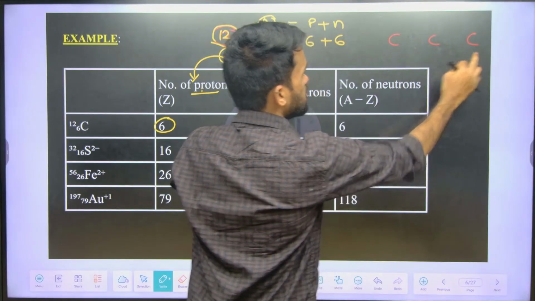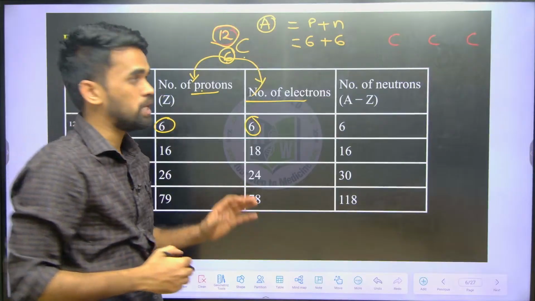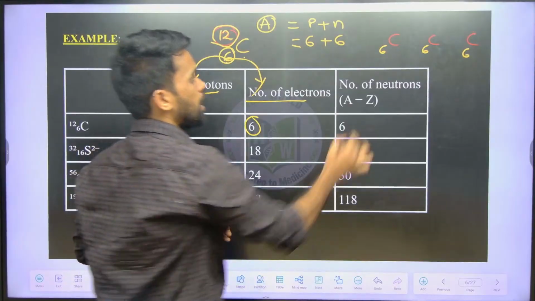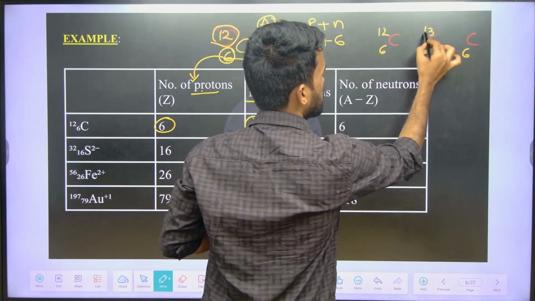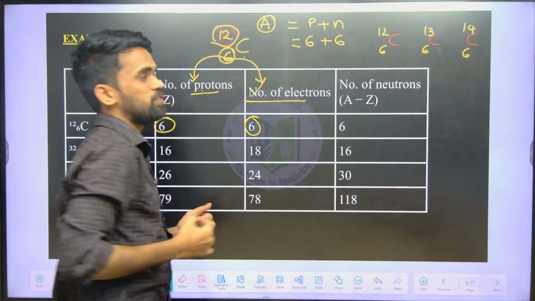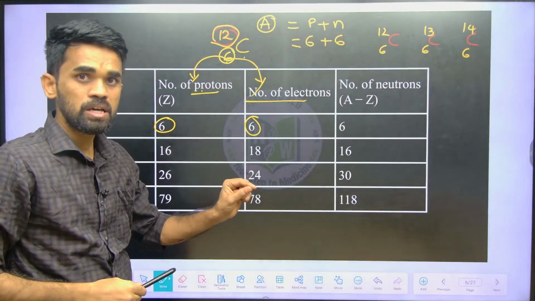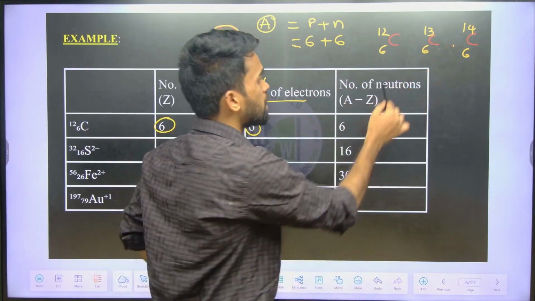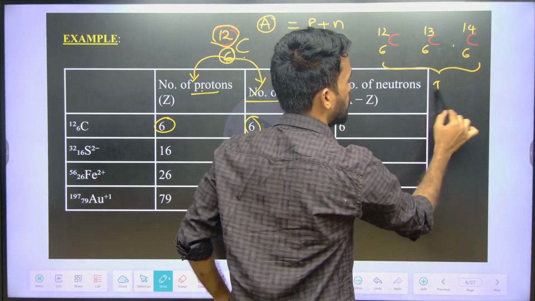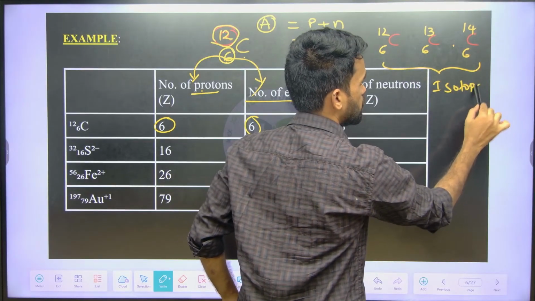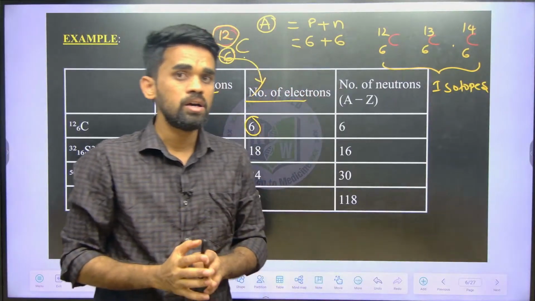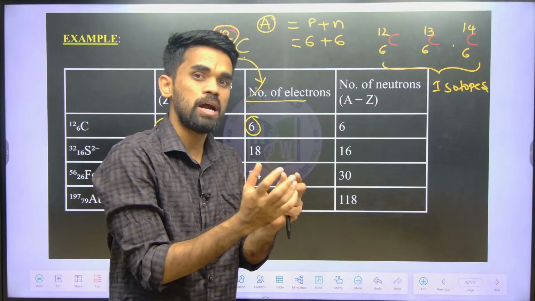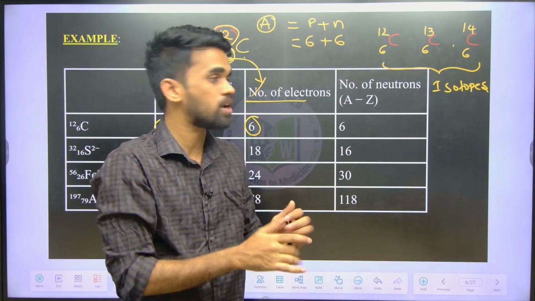See, 3 things I have written, all of them are carbons with atomic number 6. But here I am writing 12, here 13, and here 14. So what makes the difference between them? All of them are carbon atoms, but the mass number is 12, 13, and 14. These are called isotopes of carbon. How do isotopes differ? Species with the same atomic number but different mass number are called isotopes.